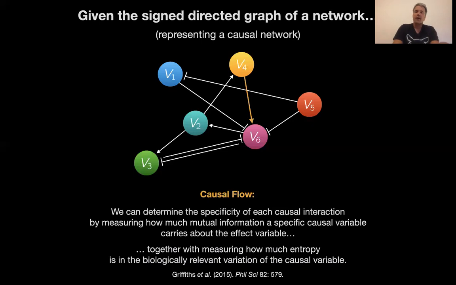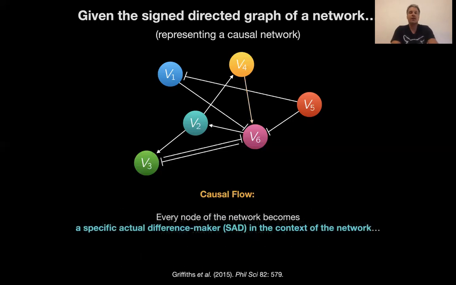So this is from a paper by philosopher Paul Griffiths and his group, and they called these specific actual difference makers. They call them SADs, which I don't know if that's a good acronym, but here we go. So every node in a network becomes SAD. Okay, it becomes a specific actual difference maker in the context of the network. And we can assign a causal specificity to each one of those interactions. Okay, and we can then pick out which ones are more informative, right?